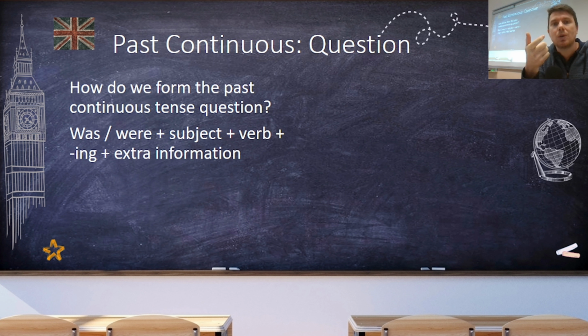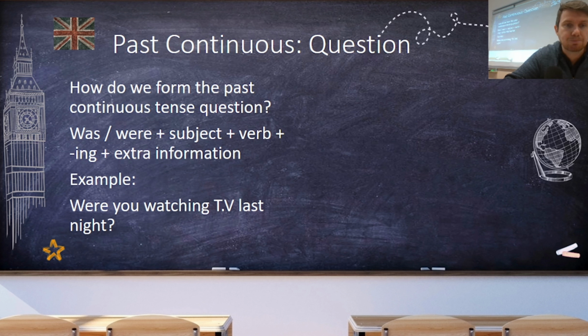In past simple, we switch the main verb, but here we just switch the verb to be, which has been transformed into the past tense. Was, were, plus subject now. So have a look here.